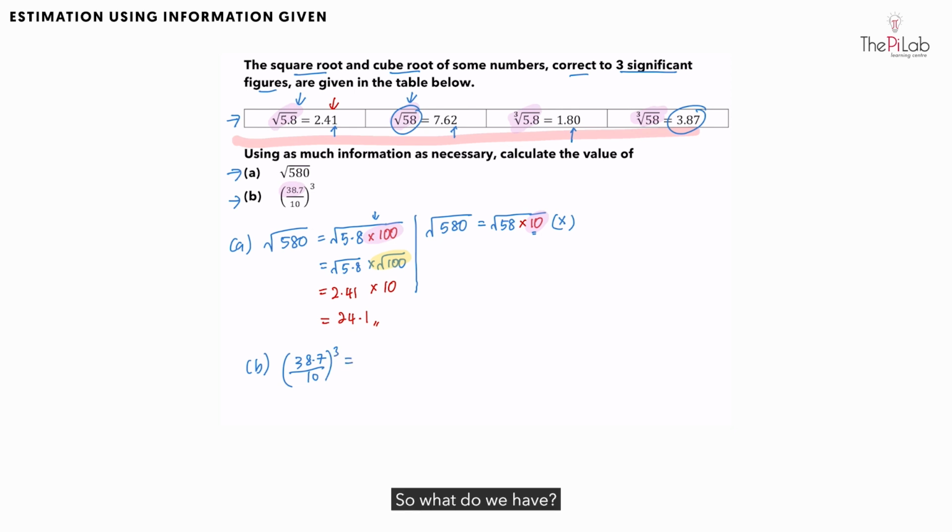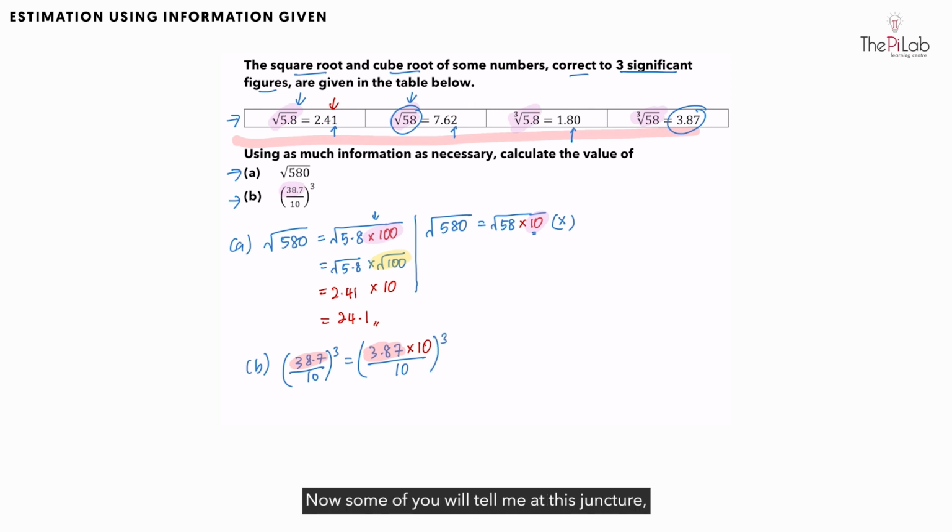So what do we have? I have to start with 3.87. Now ask yourself, from 3.87, how do I go back to 38.7? Multiply by which number? Yes, multiply by 10. And don't forget, this is a fraction, so it's upon 10. And finally, you have to cube it. Now, some of you will tell me at this juncture, Teacher, I can simplify the fraction, right? Yes, why not? I can divide by 10 in the numerator and denominator. So I will end up with 3.87 cubed.